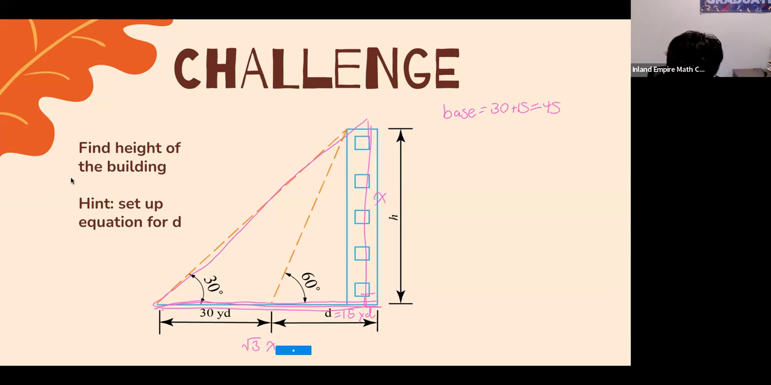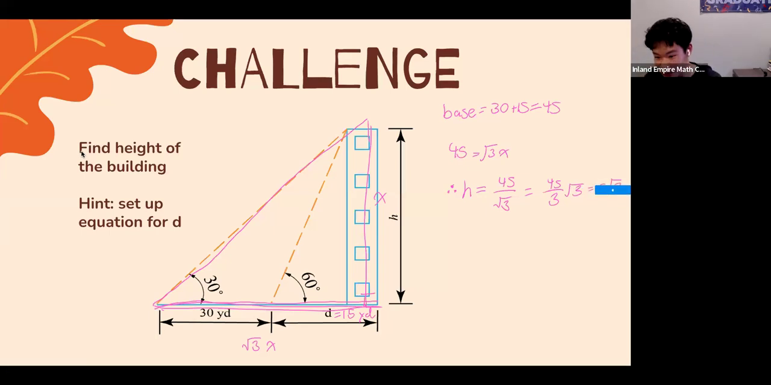And then if we relate this, then we can say that 45, which is our base, is root 3 of x, and therefore, this is a therefore symbol. If you haven't seen it, it's just 3 dots. We can say that x, or our height, is equal to 45 divided by root 3. And if you wanted to simplify that further, it would be 15 root 3.